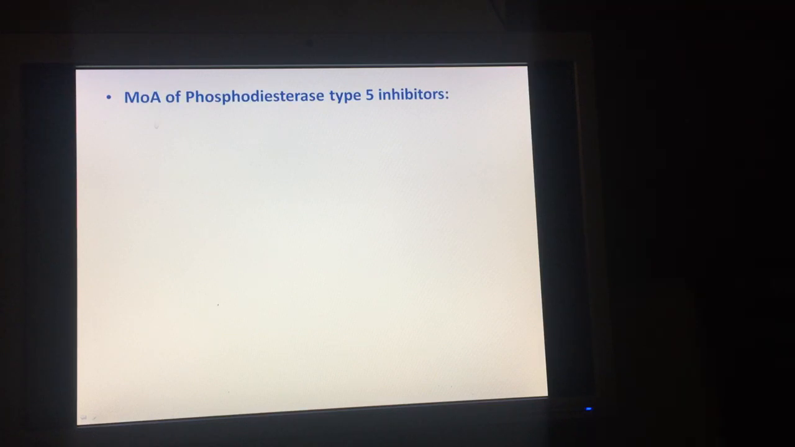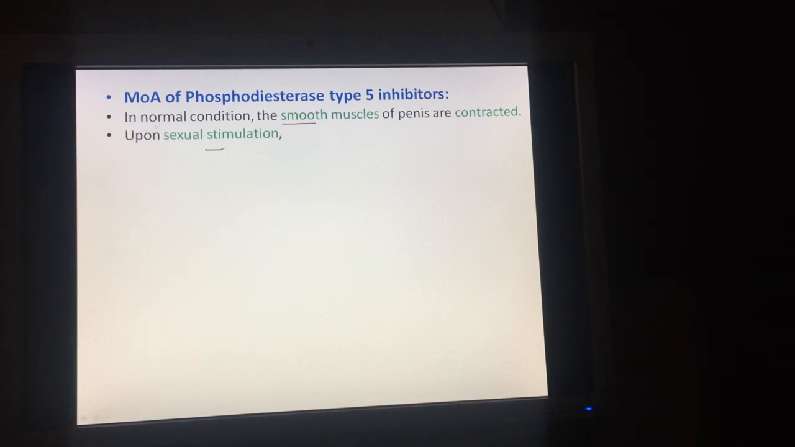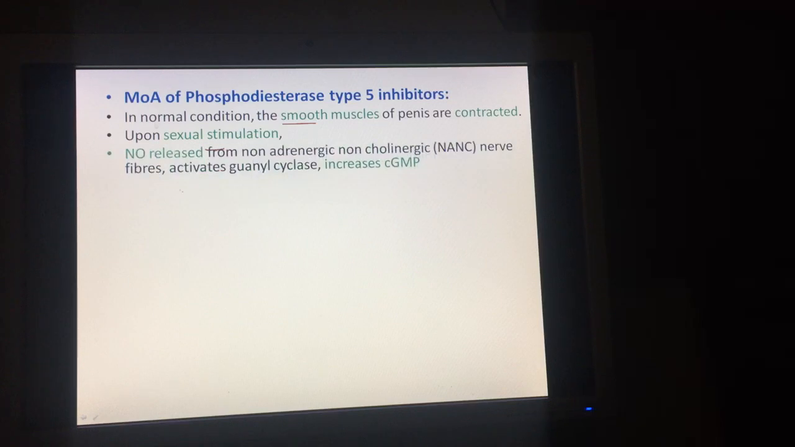So, mode of action of phosphodiesterase type 5 inhibitors. In normal conditions, the smooth muscles of the penis are contracted. However, upon sexual stimulation a sequence of steps happens that ultimately leads to the erection of the penis. The first step is that upon sexual stimulation, nitric oxide is released from the non-adrenergic non-cholinergic nerve fibers, also called NANC fibers.